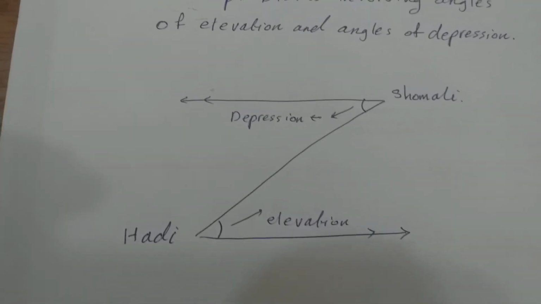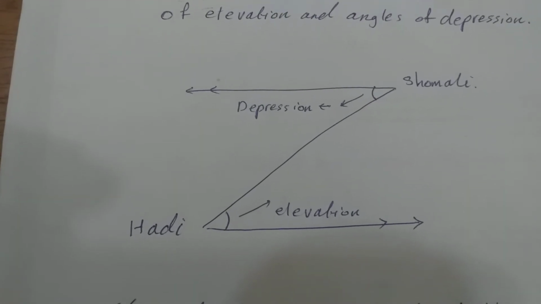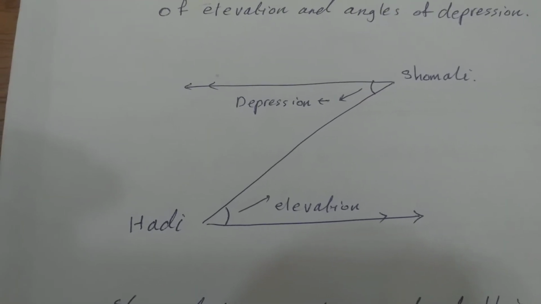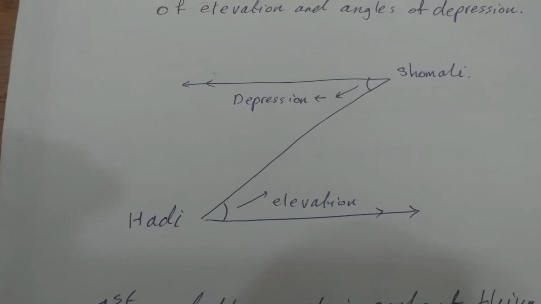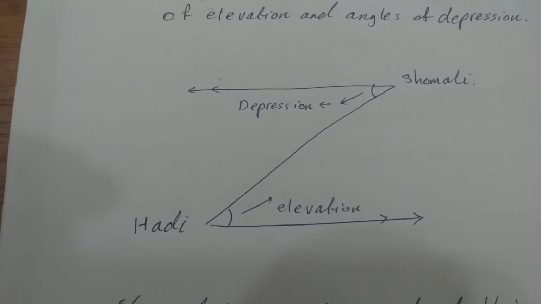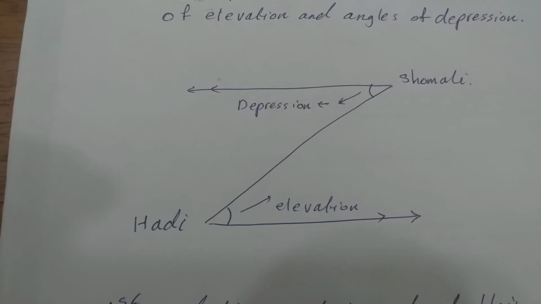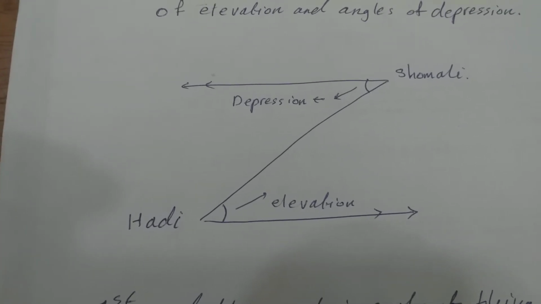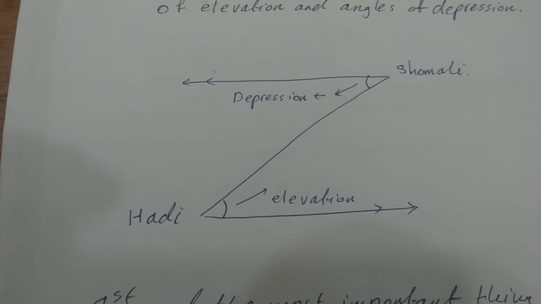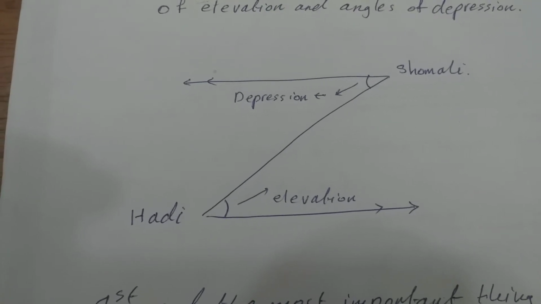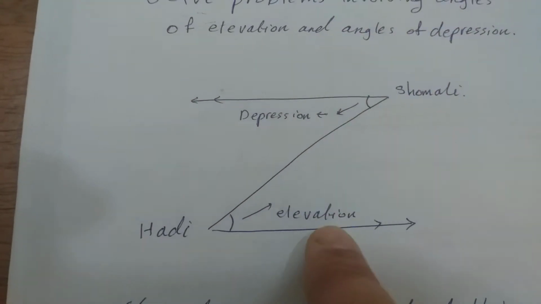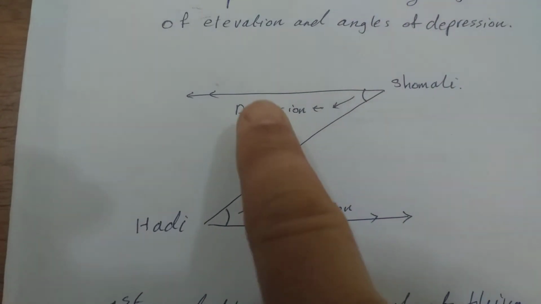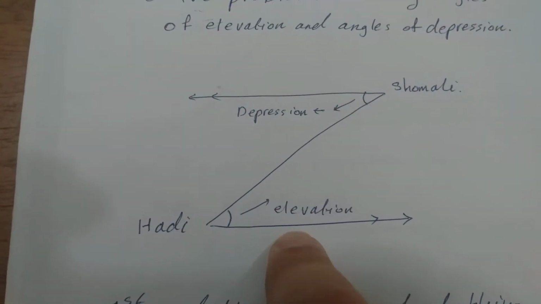Looking at the figure, I'm seeing Shomali and I'm seeing Hadi. Shomali, according to his position, he is looking at Hadi. Hadi, at his position, he is looking at Shomali. So Shomali, if he is looking downward, that means this is the angle of depression. And Hadi, he was looking upward, that means this is the angle of elevation. So depression and elevation.